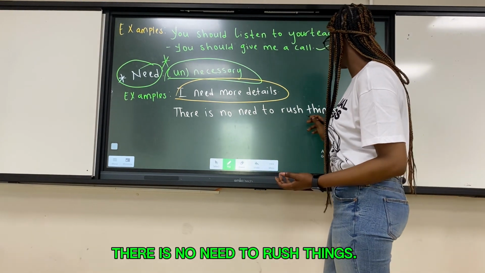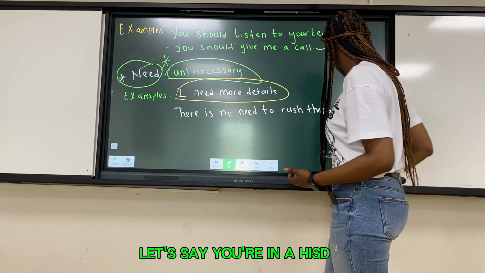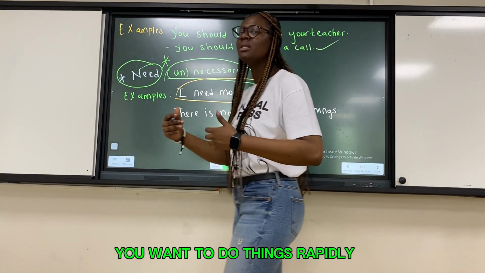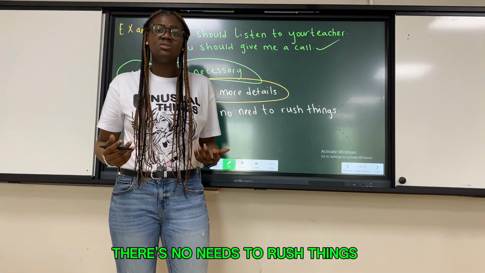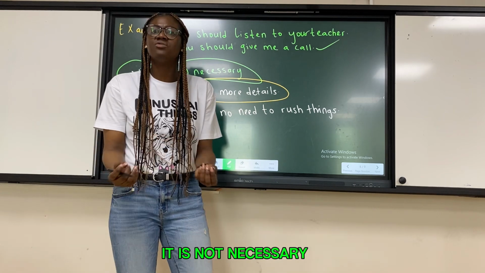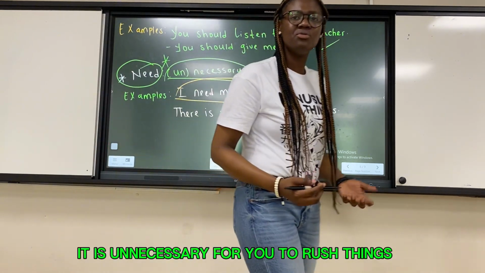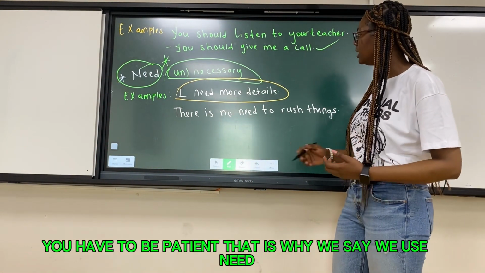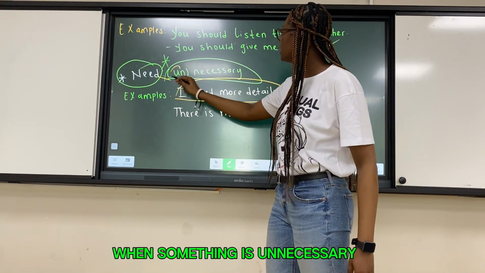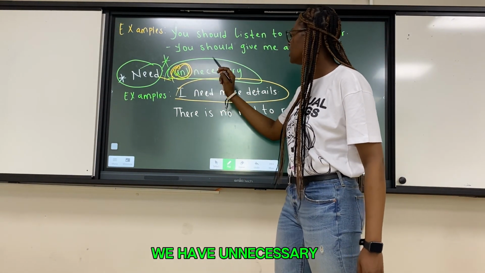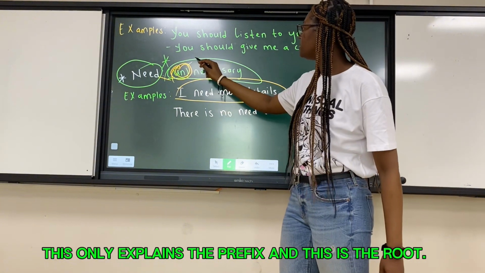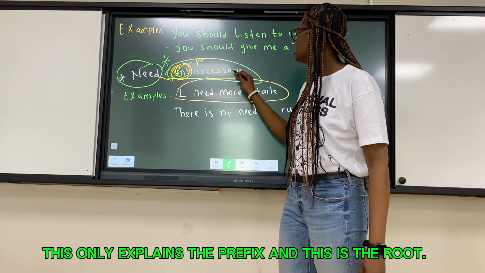There is no need to rush things. Let's say you are in a haste, you want to do things rapidly. There is no need to rush things. It is unnecessary for you to rush things. You have to be patient. That is why we use need when something is unnecessary. We have un and necessary. This un, I explained, is a prefix, and this is a root.